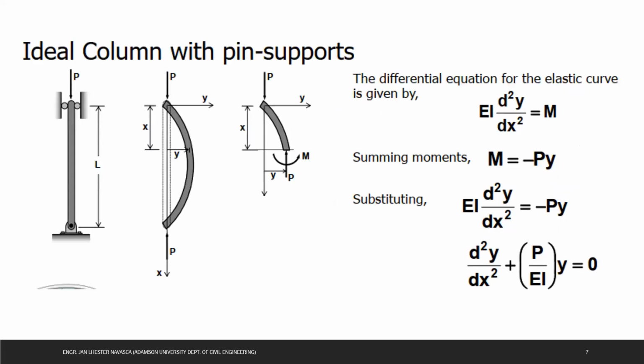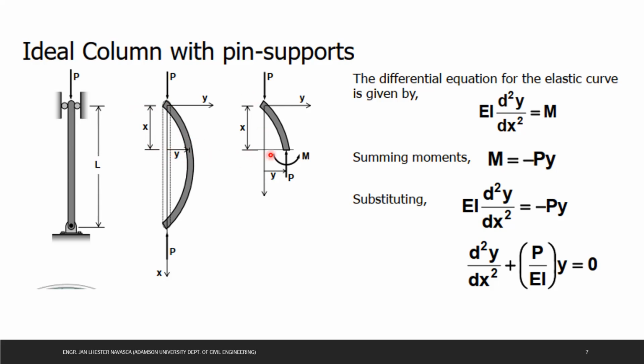Okay, so ideally, a column with pin support. So we are going to derive the general equation for the Euler buckling theory. He uses an ideal column with pin supports. So there we have a pin support at the top of our column, and we have a pin support at the bottom of our column. Okay, so if we apply the load P, then using our coordinate, deflection at X, or vertical deflections with X and horizontal deflections with Y.